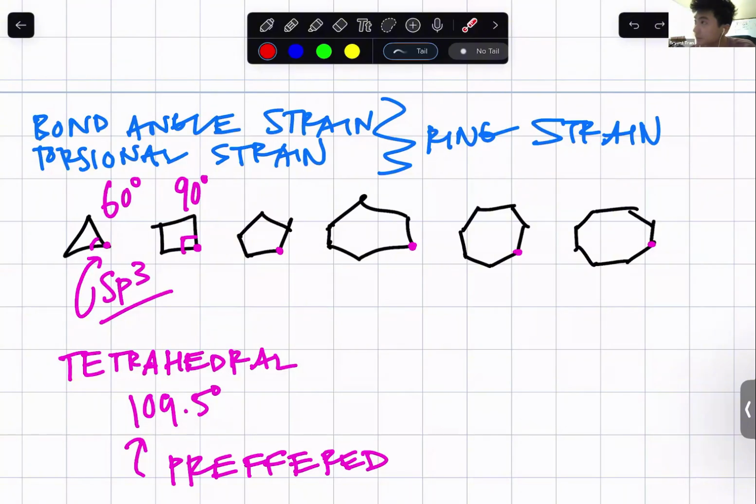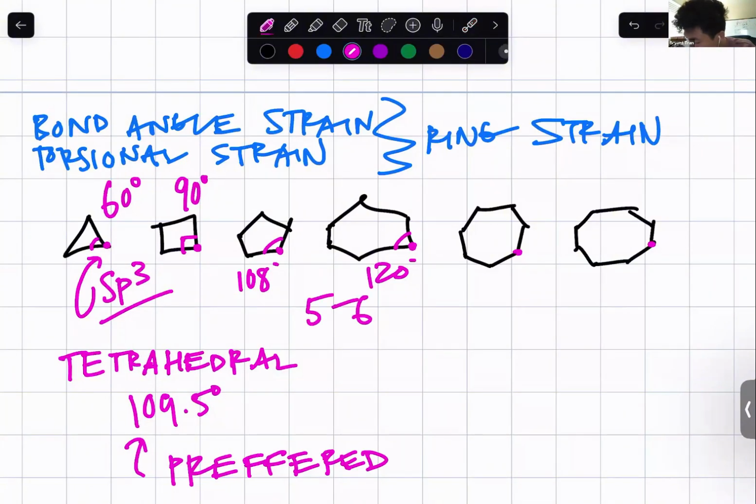Now, let's see here. The cyclopentane would be around 108 degrees. The cyclohexane right here, drawn in this form, is going to be around 120 degrees, and then the other ones would be bigger and bigger numbers, right? So the most stable rings that you will have are 5 to 6 membered rings, but this 6-member ring here is far away from 109.5 as well. But in nature, it doesn't usually exist in this form, right?